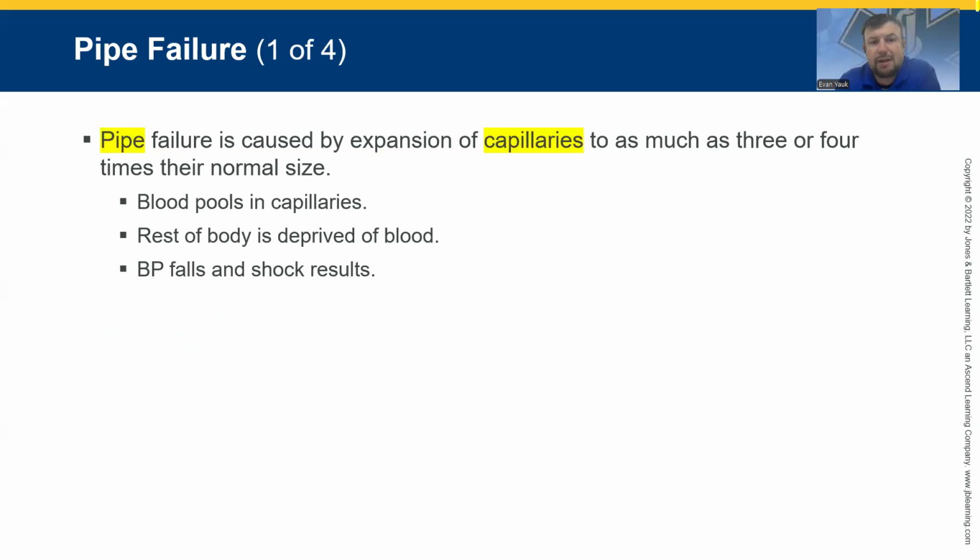Pipe failure is caused by the expansion of capillaries to as much as 3 or 4 times their normal size. Blood pools in the capillaries. The rest of the body is deprived of blood. Blood pressure falls and shock results. So everything opens up. You don't have enough fluid to fill the pipe, so it just kind of sits in there.